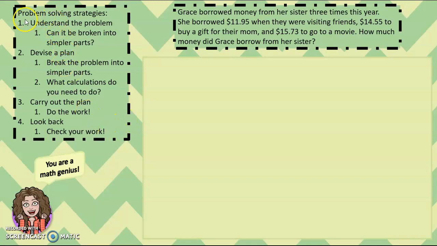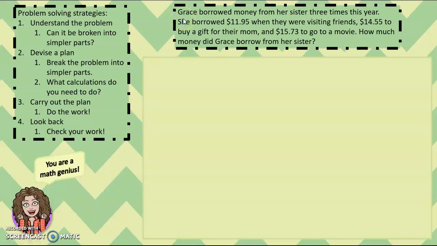So again, over here on the right-hand side, we have the problem. Left-hand side, we have those strategies. We're going to understand the problem. Can it be broken into simpler parts? Then we're going to devise a plan and break the problem into simpler parts. What calculations do we need? Then we're going to carry out the plan, do the work. We're going to look back and check our answers, okay? So the first thing we need to do is read this problem.